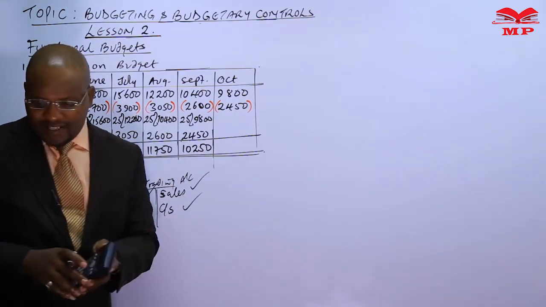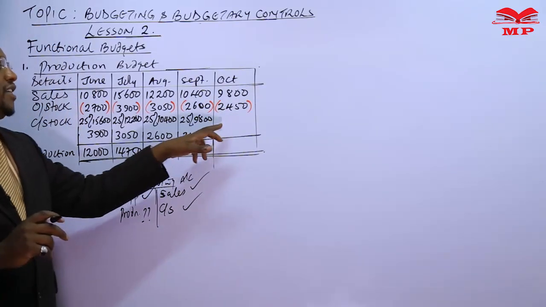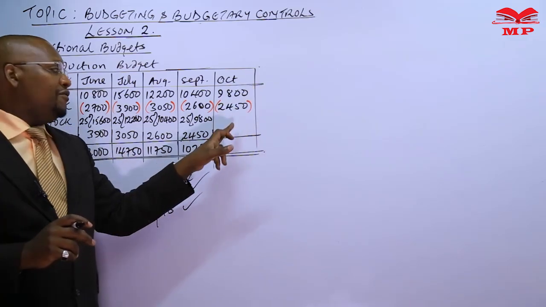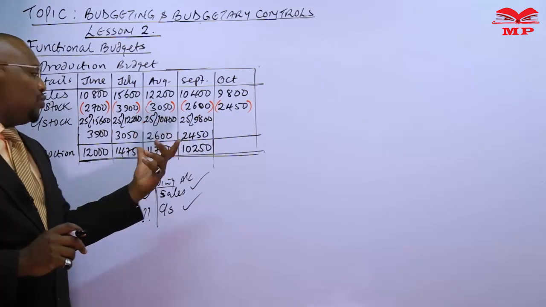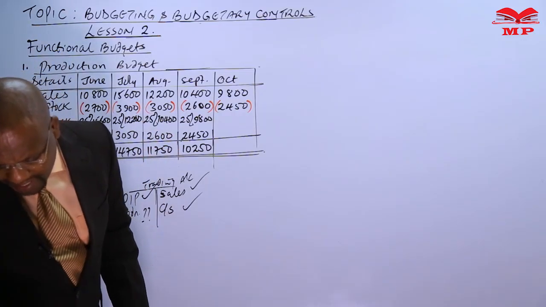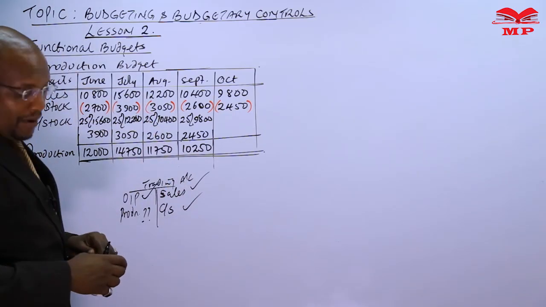October is just to assist us with what we are expecting, but it's not complete, because if we knew the sales for November, we would have recorded the closing stock here. But now because we don't have it, we just leave that. In any case, we were asked the production for the months of June, July, August, and September, which we have answered. That's all, and that is the solution for number 1.